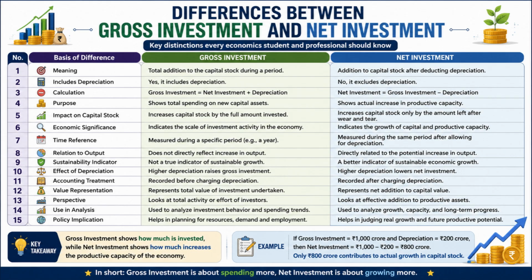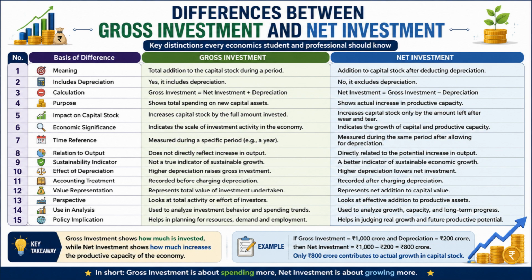Number 7. Gross investment is measured during a specific period before depreciation adjustment, whereas net investment is measured after allowing for depreciation during the same period. Number 8. Gross investment does not directly reflect the increase in output, whereas net investment is directly related to the potential increase in output. Number 9. Gross investment is not considered a true indicator of sustainable growth, whereas net investment is a better indicator of sustainable economic growth. Number 10. Higher depreciation increases gross investment when total spending remains unchanged, whereas higher depreciation reduces net investment.